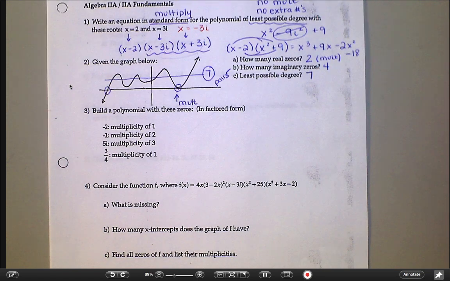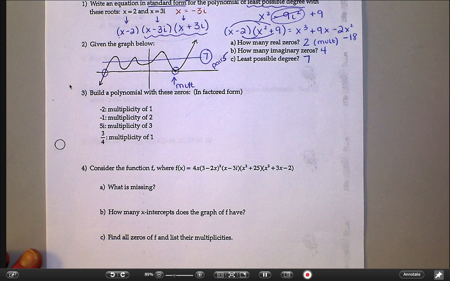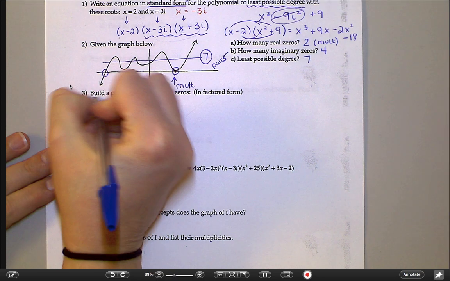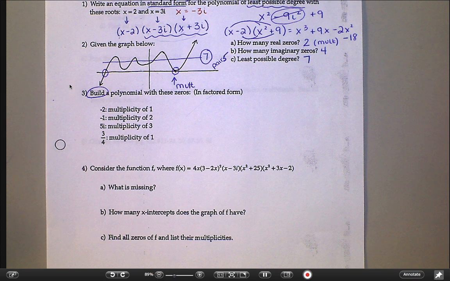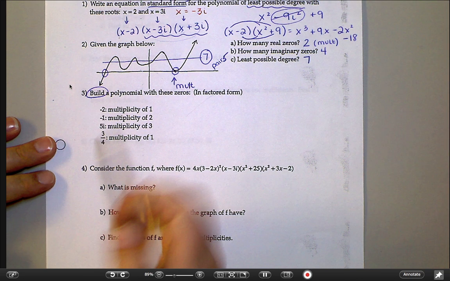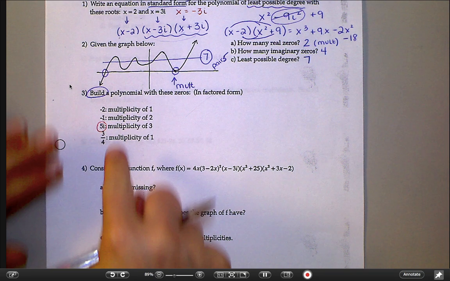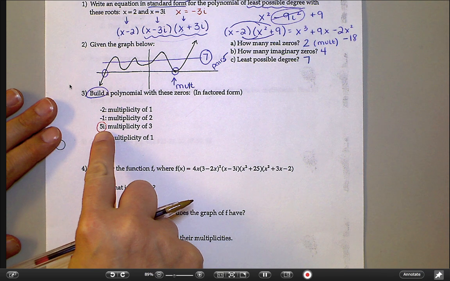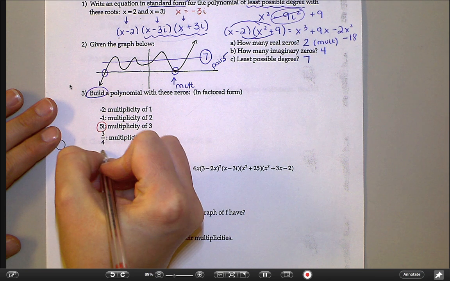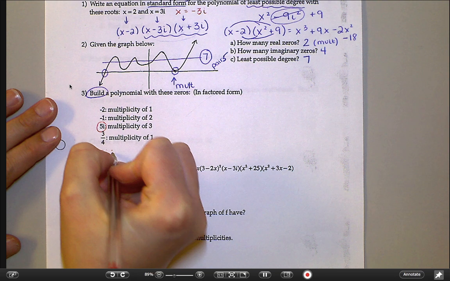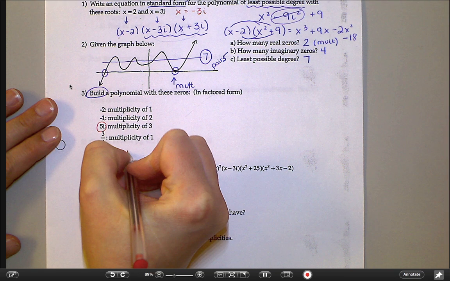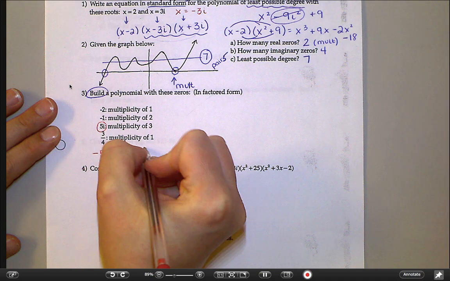Sorry, my paper's kind of a mess there. Number 3, build a polynomial with these zeros. And I really like this wording. I like the way they say build a polynomial because that's really what we're doing, we're just putting all these things together. So before I start anything, I'm going to scan down my list and look for my imaginary roots and make sure that I have their partner, right? So if 5i is one of my roots, I have to add negative 5i to the list. And it's going to have a multiplicity of 3 just like its partner does.